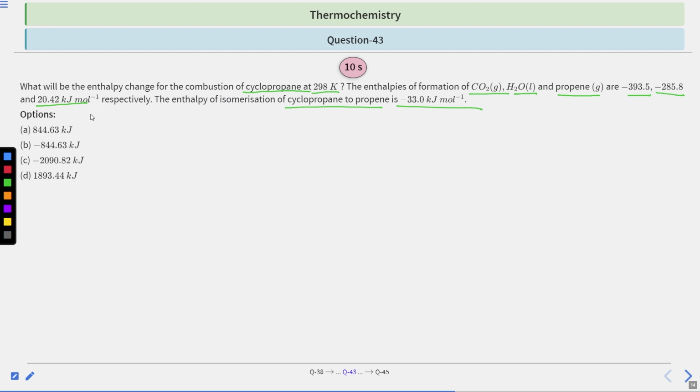So options are 844.663 kilojoule, minus 844.63 kilojoule, minus 2090.82 kilojoule, or 1893.44 kilojoule. So you have 10 seconds to solve this question. After that, we will see the answer.